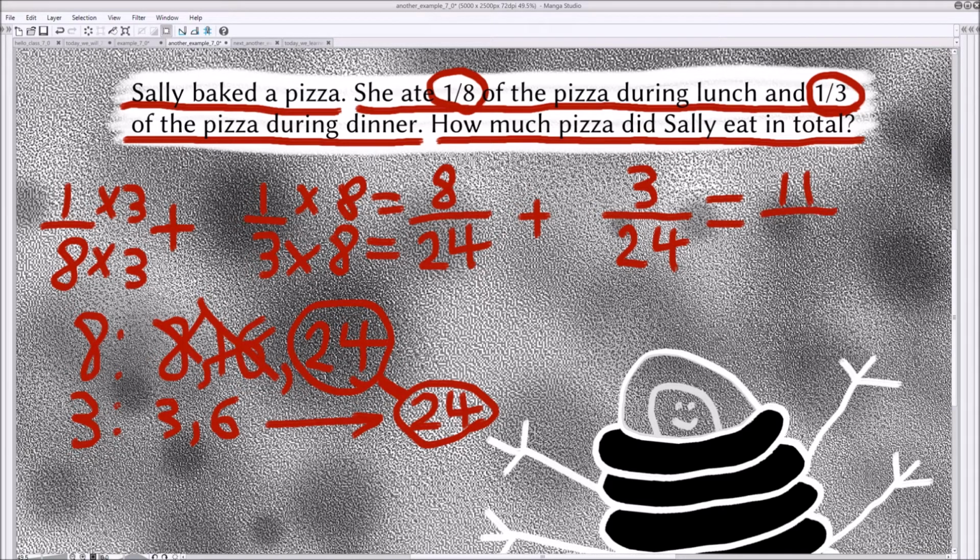And remember, our denominator down here, our 24, stays the same. We do not add the 24s together, it just stays the same. So our answer is 11/24 pizza.